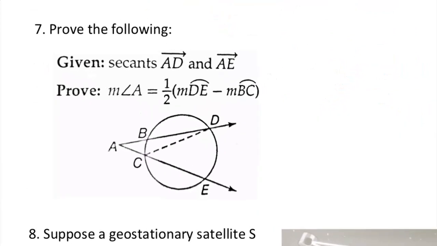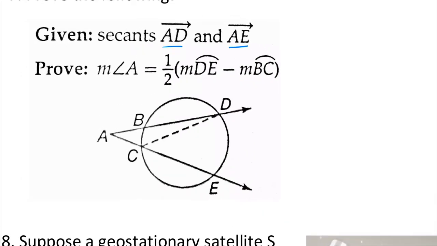I'd like to show you where this theorem comes from because I think it's cool. It says prove the following, that if you're given secant rays AD and AE, prove that the angle here, where the secants meet outside the circle, is DE minus BC times a half.